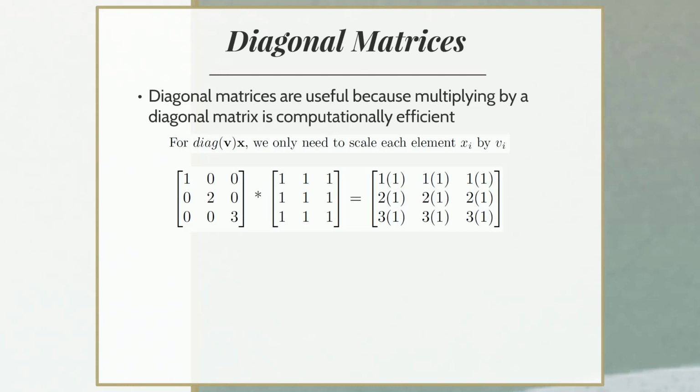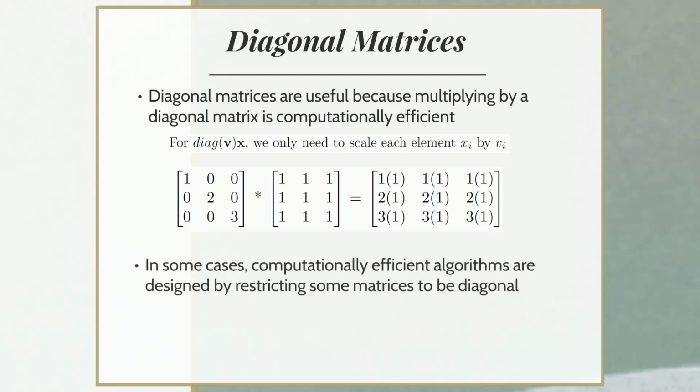So theoretically, this matrix multiplication can be accomplished by only multiplying 3 numbers and then extrapolating those values to other parts of the matrix. So very computationally efficient. You can do this really quickly, and that's why they get used from time to time. Different authors or designers of machine learning algorithms will produce computationally efficient algorithms by restricting some of the matrices in their network to be diagonal.